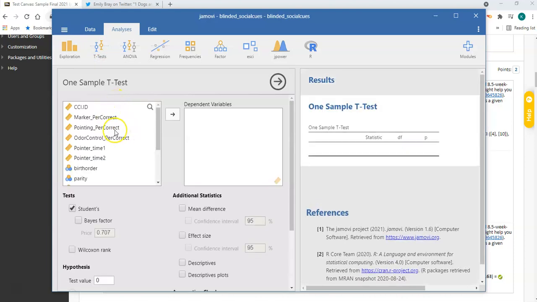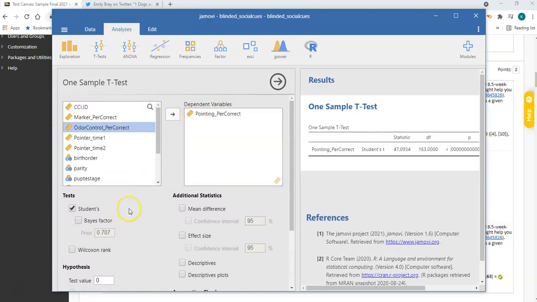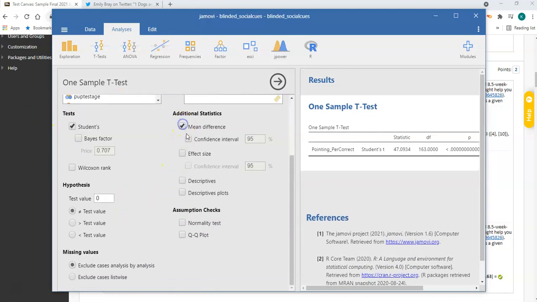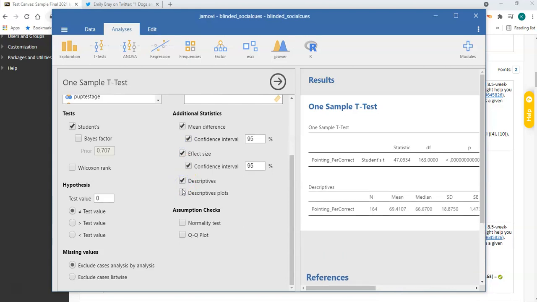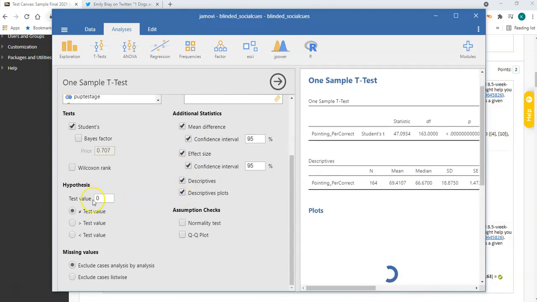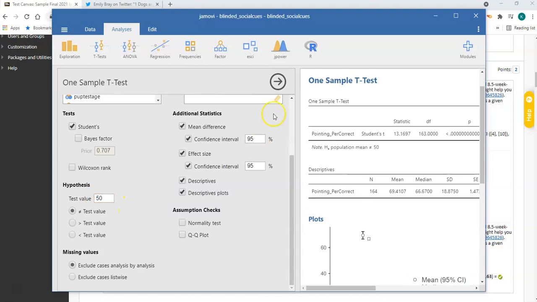And you want to use the pointing percent variable. You want to get the mean difference. You want to get the confidence interval. You want to get the effect size. You want to get that confidence interval. You want to get all of these things. But the most important thing, you've got to remember to change this test value to the 50 that you want. If you don't, your numbers will be all wrong.